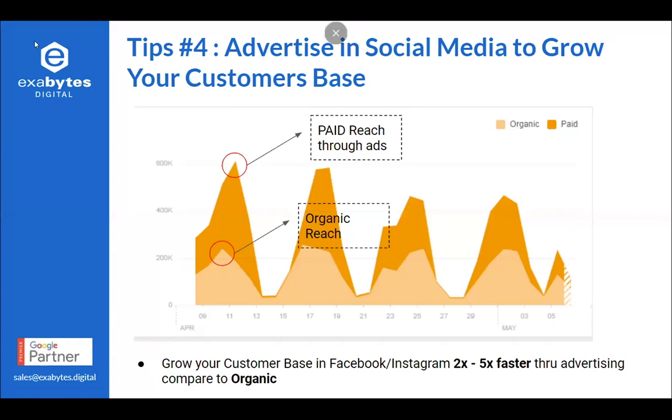Okay, so for example, you see here, this is data we created from one of our customers who are doing e-commerce. They've been very active in e-commerce selling their product for the past 3 to 4 years. You see here, this is their organic reach. It's only about 200K. But when they put in extra top-up budget, their views and product website visitors suddenly increased to 600K. You see, you can boost your organic views and your sales 2 to 5 times faster.